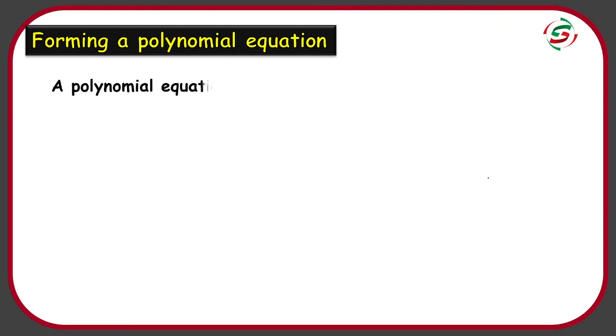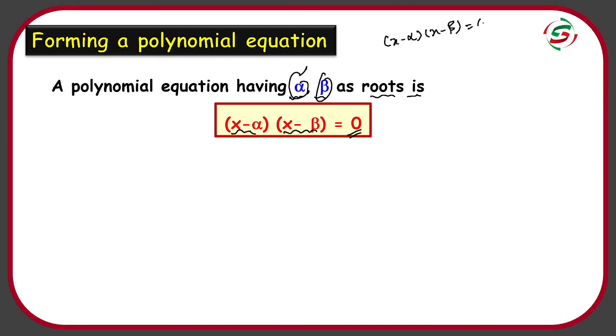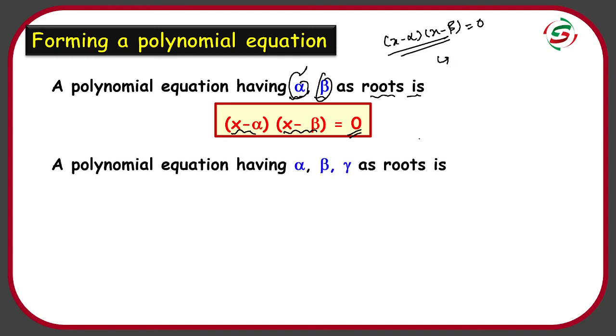So see here, forming of a polynomial equation means a polynomial equation having alpha comma beta as roots. Now we can write it as x minus alpha into x minus beta equal to 0. Because we have to make an equation by using this alpha and beta. So if I want to make a quadratic equation or a polynomial equation by using alpha and beta, I can write it as x minus alpha into x minus beta equal to 0. So now this is going to be one polynomial, by multiplying x minus alpha and x minus beta.